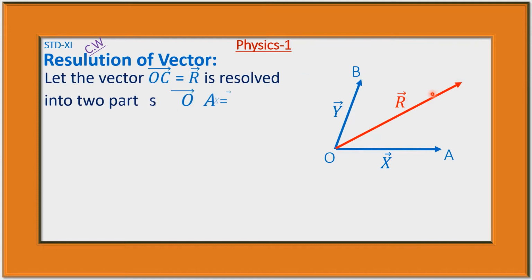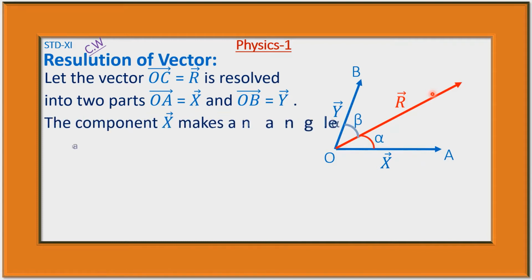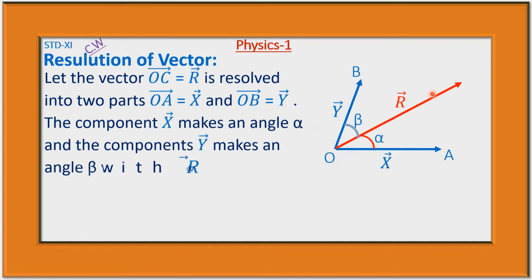Let the vector OC equal to R be resolved into two parts, OA equal to X and OB equal to Y. The component X makes an angle alpha and the component Y makes an angle beta with R vector. That is, the X component makes an angle alpha with the R vector and the Y component makes an angle beta with the R vector.